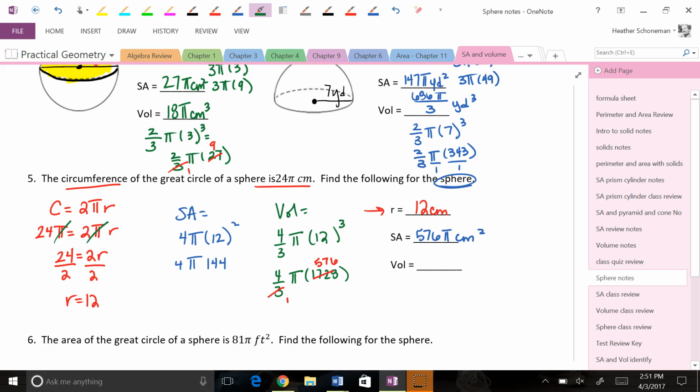So we're going to multiply straight across the top. 4 times pi times 576 gives us 2,304 pi centimeters cubed because it's volume.